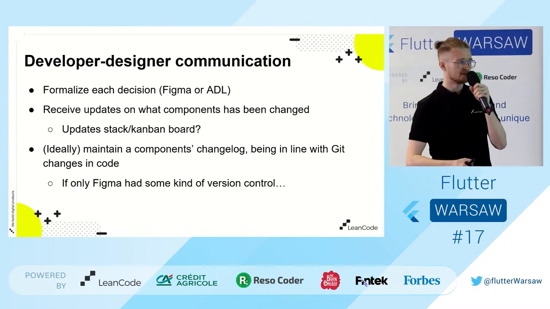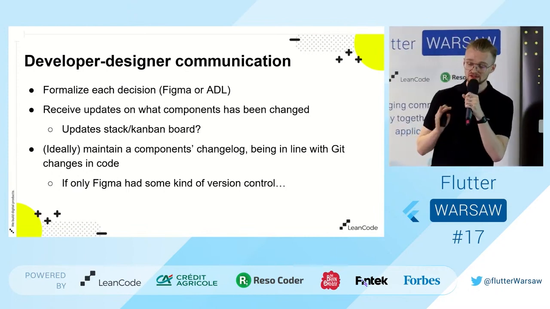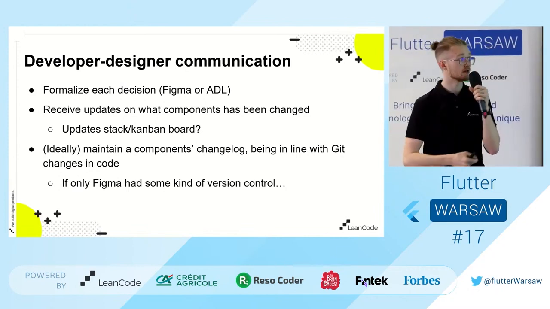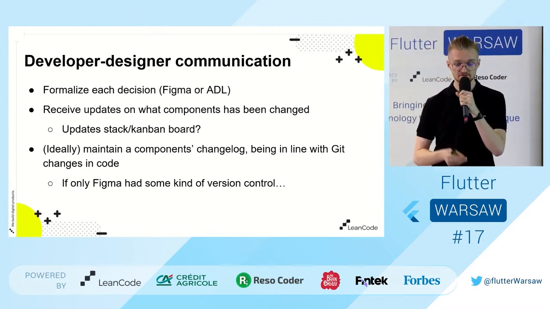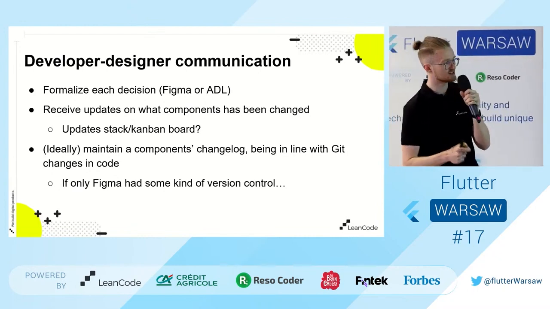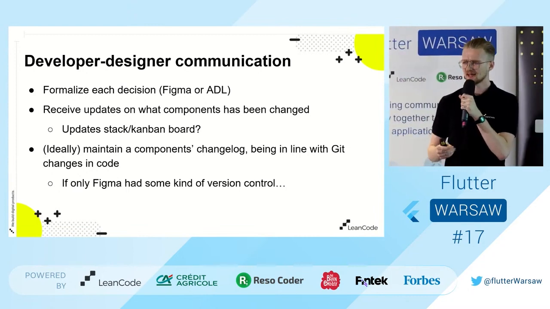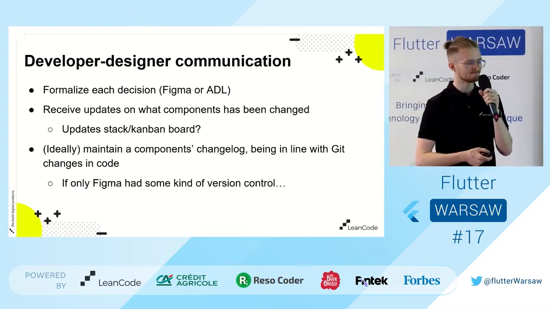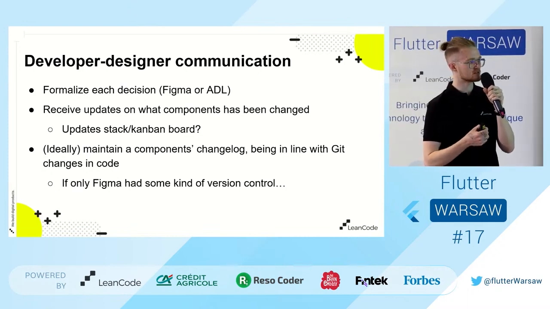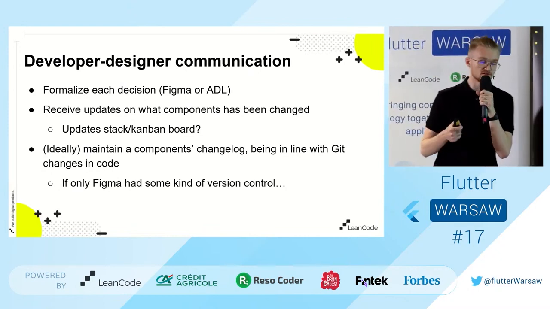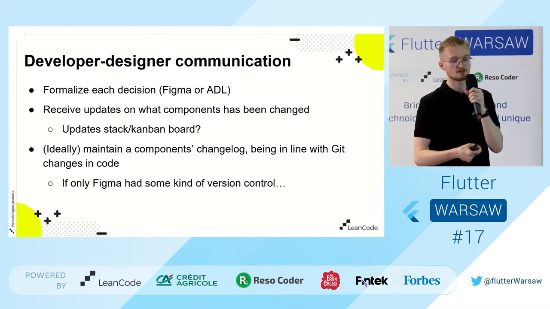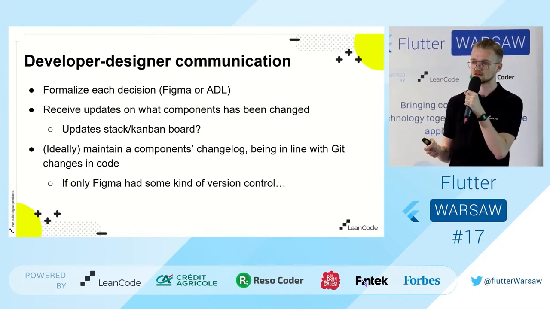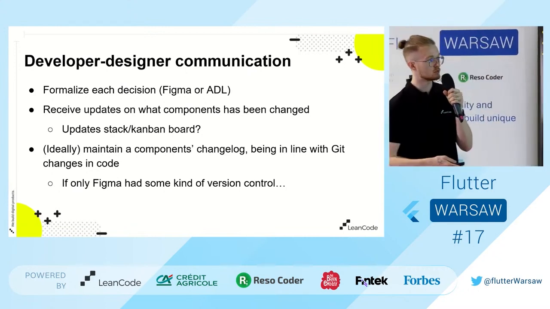And the other thing, which would really be a blessing if Figma had it, was some kind of version control for components inside Figma. Figma has file version history, but that's not really helpful, because you need to see the changes of components and how a component changes in time, just like you use Git history. So that would be really handy.